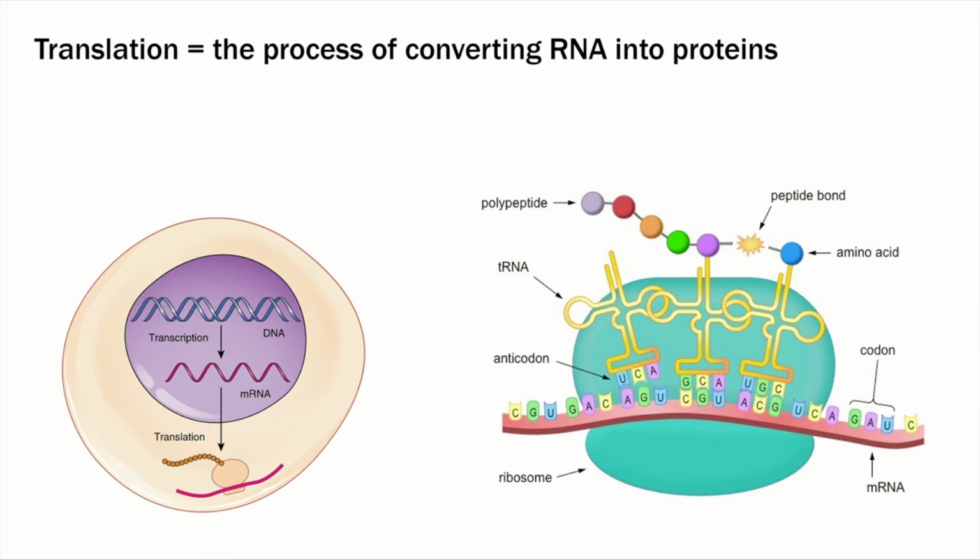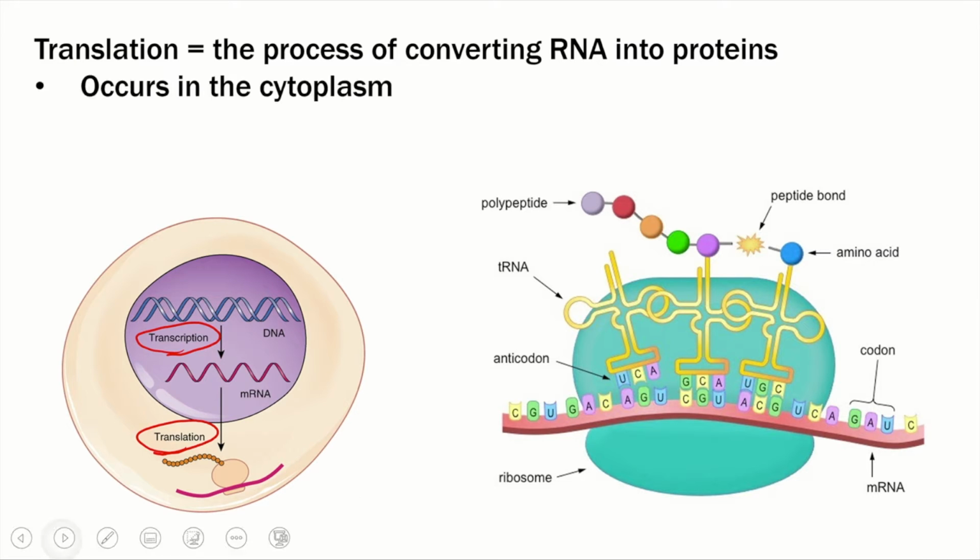As I mentioned, translation is going to be the process of converting RNA into proteins. So we talked before how we went from DNA to RNA in the process of transcription. Now we're taking that RNA and turning it into a protein through the process of translation. And we can see that this is occurring in the cytoplasm. So this process will be in our cytoplasm.